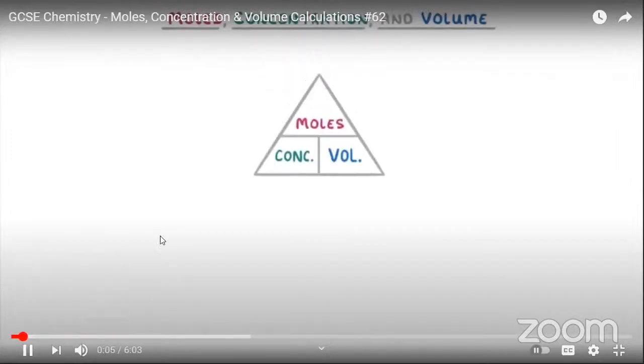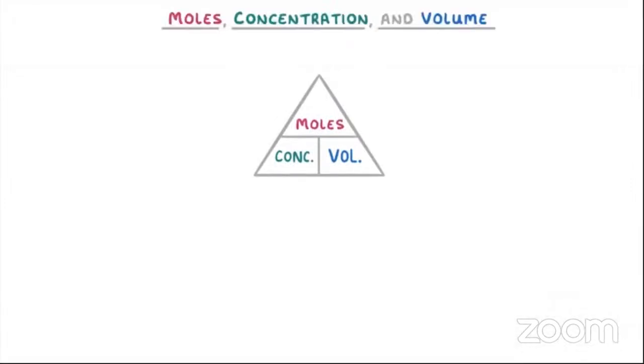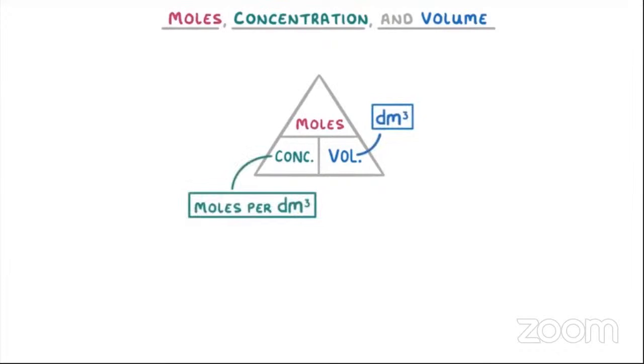We're going to be looking at this equation here, which links the number of moles of an aqueous substance to its concentration and its volume. And you need to remember that we measure volume in decimeters cubed and concentration in moles per decimeter cubed, which we normally write as mol/dm³, because this forward slash means per. You might also sometimes see the formula written like this, with n for moles, c for concentration, and v for volume.